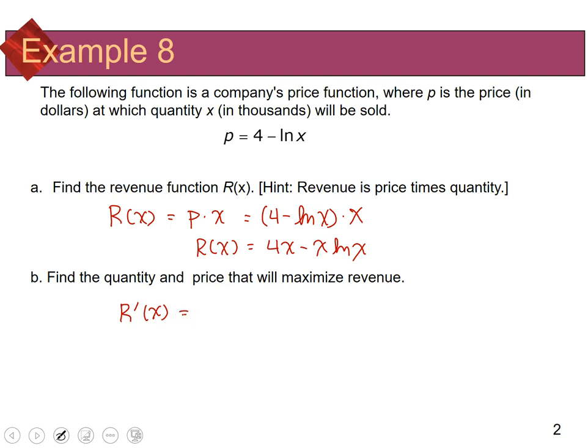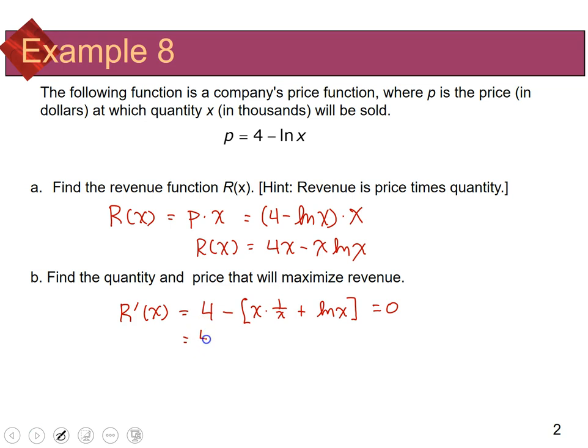So I'm going to take the derivative of this. The 4x, the derivative of that is just 4, minus. Now I'm going to have a product in here, so I'm going to have first times the derivative of the second, plus the second times the derivative of the first, which is just the derivative of x is 1. And I eventually want to be able to set that equal to 0.